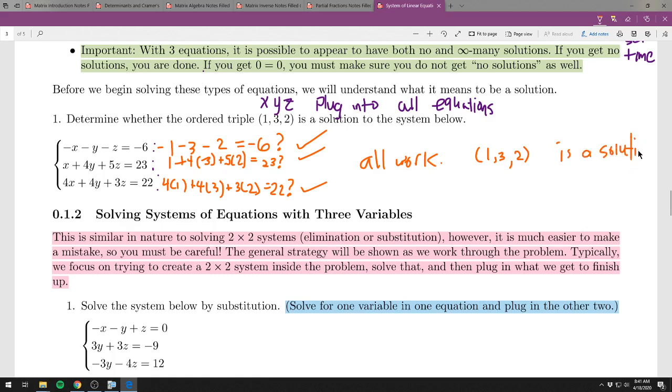Okay, so once again, just a refresher on what a solution means, because graphically, we don't want to try to graph these. We don't really understand what they look like, and I can tell you from experience, even if you do understand, it's very hard to tell what's going on with three-dimensional graphs. All right, so we just know that is a solution because it all worked.